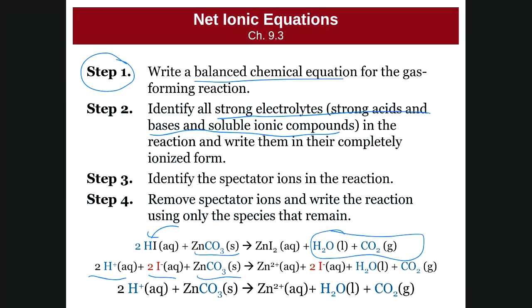Zinc iodide, on the other hand, iodide is generally soluble, and zinc is also not one of the exceptions. So that means that zinc iodide is soluble. So zinc iodide forms zinc 2 plus ion and 2 iodide ions. And then lastly, we still have our water and carbon dioxide, because they are not aqueous, they are liquid and gas, and we never take liquid and gas molecules apart. All right. So we find our spectator ions, which in this case are only the iodide ions.